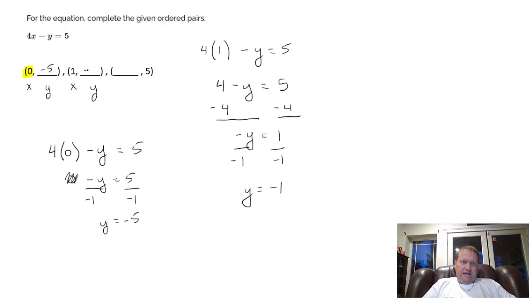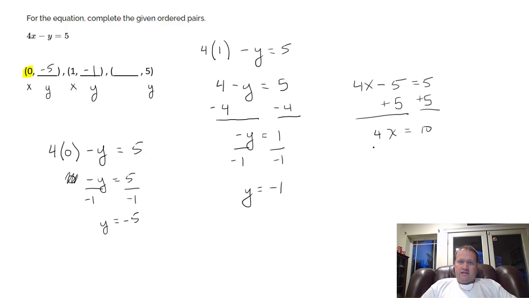So this next one here, when x was 1, y is negative 1, and the last one gives us y is 5. So we're going to go back here and look at the equation that says 4x minus y, but y is 5. 4x minus 5 equals 5. And we isolate x. This is a two-step equation. We're going to add 5 to both sides, and we get 4x equals 10.